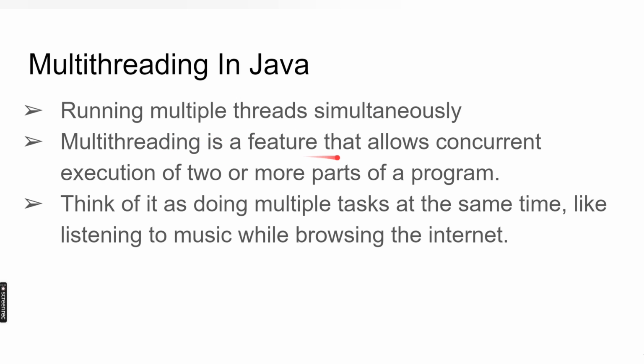Multithreading is a feature that allows concurrent execution of two or more parts of a program. So instead of sequential programming, we will execute the program parallelly, which are independent. So that is why multithreading is important. So think of it as doing multiple tasks at the same time. So it will save the time, right? If you are doing multiple tasks at the same time.